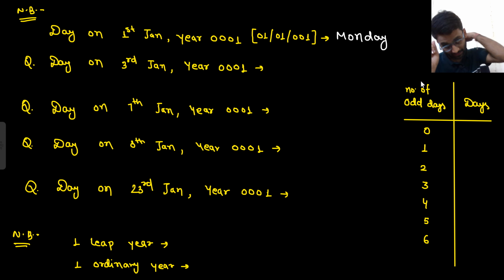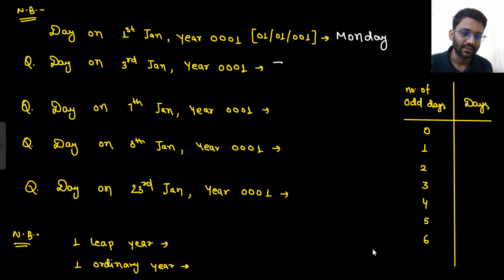The start of the first century, it was Monday. Tell me what will be the day on 3rd Jan. Monday. On 2nd Jan it would be Tuesday. On 3rd Jan it will be Wednesday. Right?